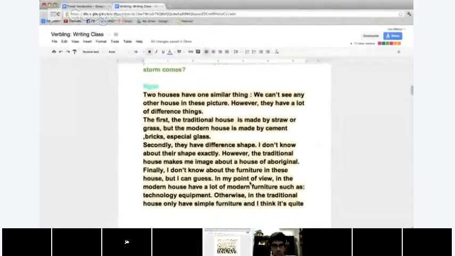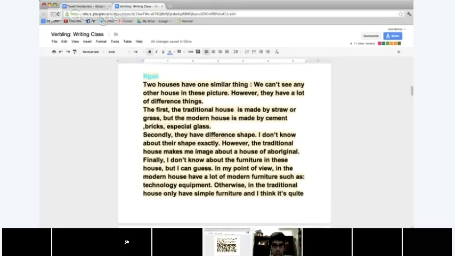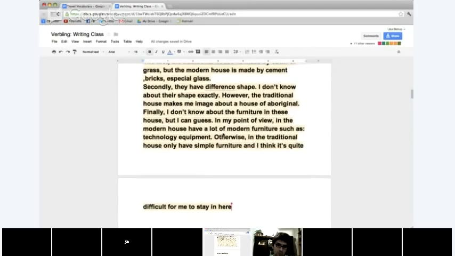Okay, go ahead. Two houses have one similar thing. We can't see any other house in this picture. However, they have a lot of different things. The first, the traditional house is made by straw or grass, but the modern house is made by cement, bricks, special glass. Secondly, they have different shapes. I don't know about their shape exactly. However, the traditional house makes me imagine about a house of Aboriginal. Finally, I don't know about the furniture in this house. I can guess, in my point of view, in the modern house has a lot of modern furniture such as technology equipment. Otherwise, in the traditional house, only has simple furniture, and I think it's quite difficult for me to stay in here. Okay, good.